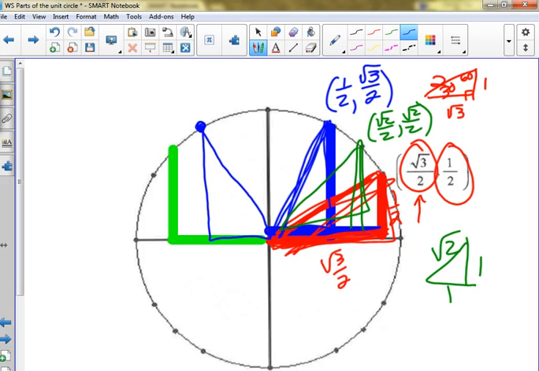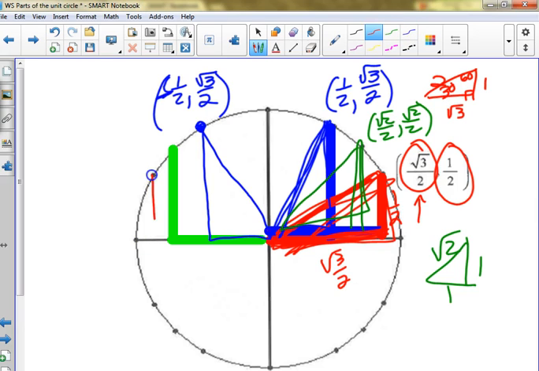It's blue, yes? It is this one flipped across this axis. Does everybody see that? Symmetry. So it's still left 1/2 and up square root of 3 over 2. What does the left part mean, though? I need to make it a negative. Okay.